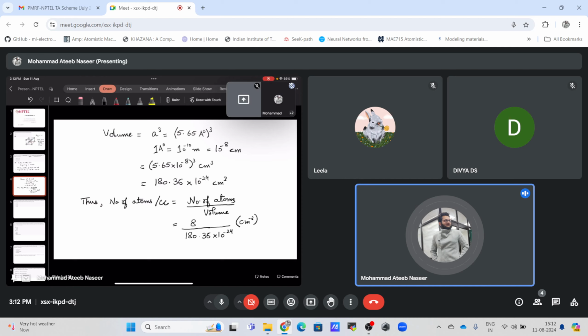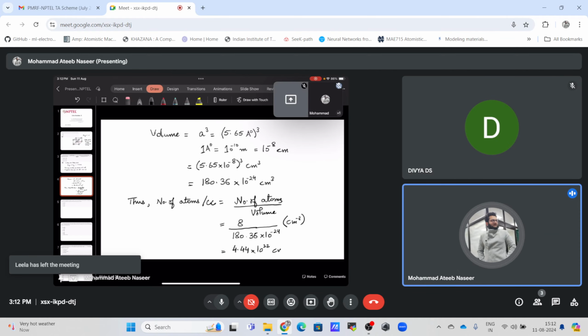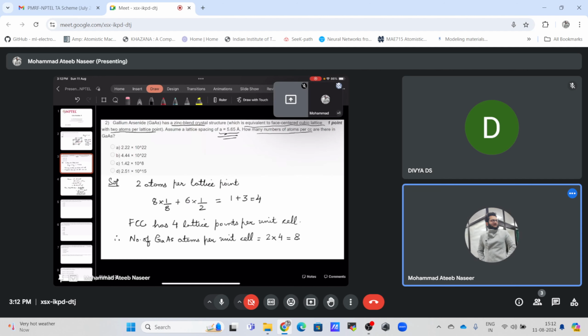These are the units of the number of atoms per cubic centimeter. If we divide this, we will get 4.44 times 10 to the power of 22 per cubic centimeter. So this is the answer. Let's check the options. So option B matches our answer and we will select option B.